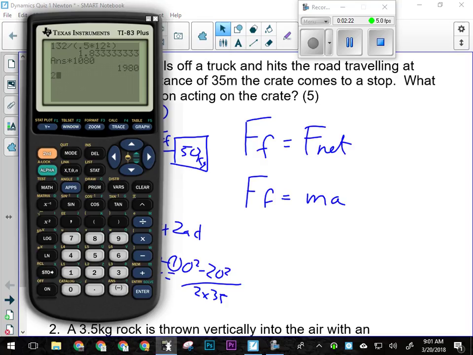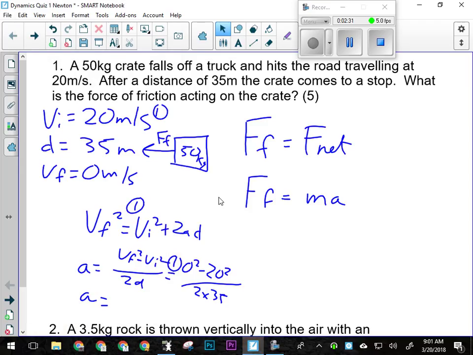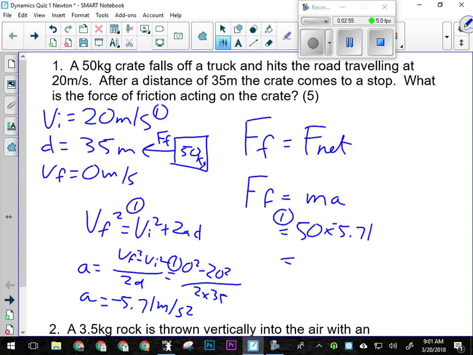So we've got 20 squared divided by 70. So the acceleration of the crate is going to be 5.714 whatever meters per second squared. Obviously we want to keep all those decimals. I'm just not going to write them all. That's what we've got there. Our next step for our 4th mark is to do Newton's second law. So that's going to be 50 kilograms times the 5.71, which is negative. So you can give them a mark for that step.